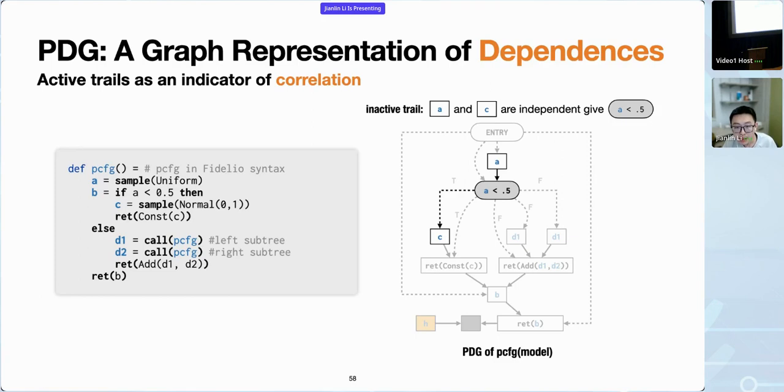This means C is in the then branch of this if statement, and entering the then branch already conditions on is smaller than 0.5. Therefore, this control node is considered observed, and this trail is considered inactive. So A and C are considered independent. We note that the treatment of conditional independence is syntactic and not proven sound. We leave a semantic account to future work.